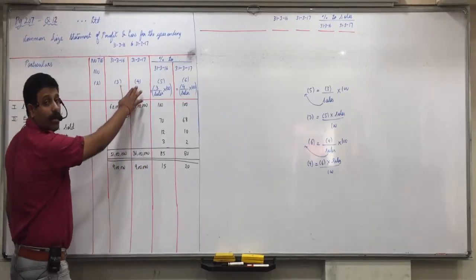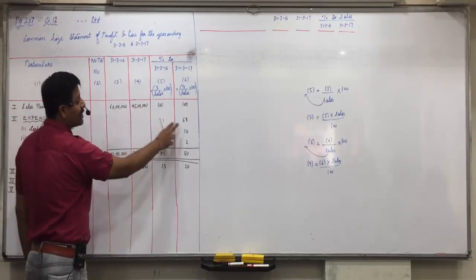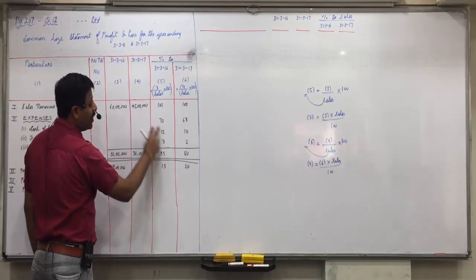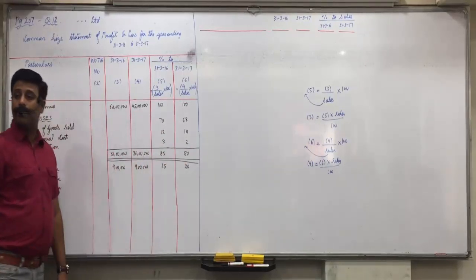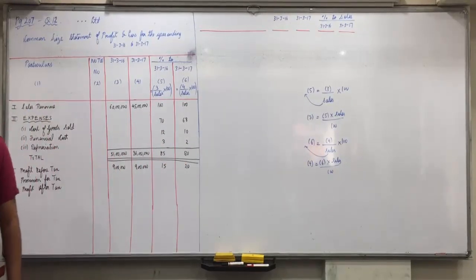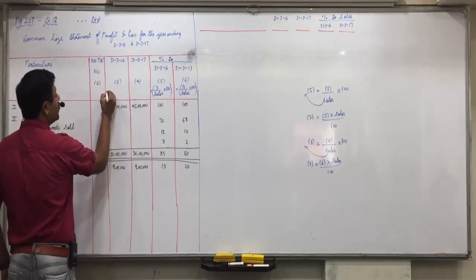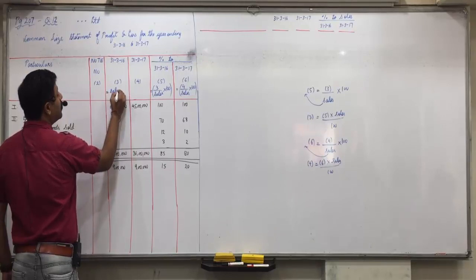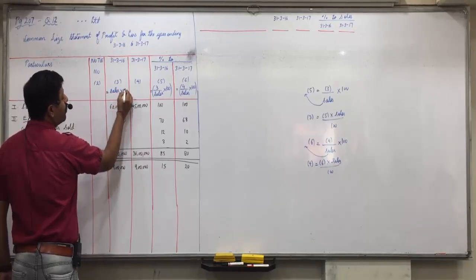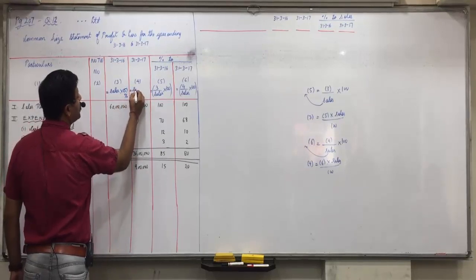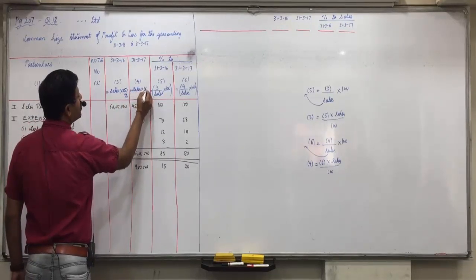Same way when you do it in column 4: 45 lakhs into 68%, 45 lakhs into 10%, 45 lakhs into 2%. Did everyone understand this or not? So here you can mention that formula. How will you find this column 3? Sales into column 5 percentage. And here also sales into column 6 percentage.